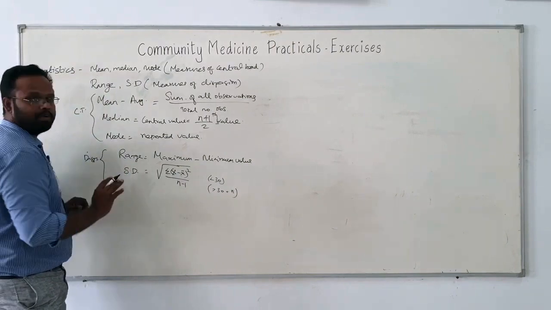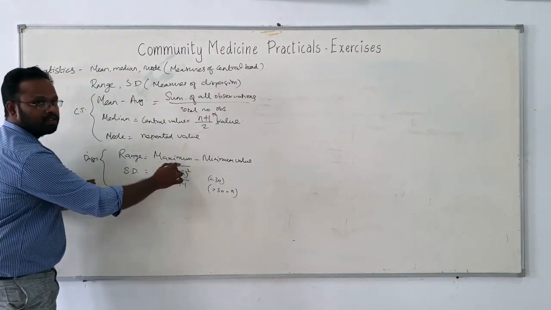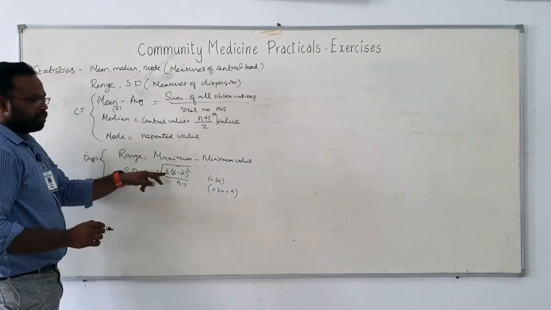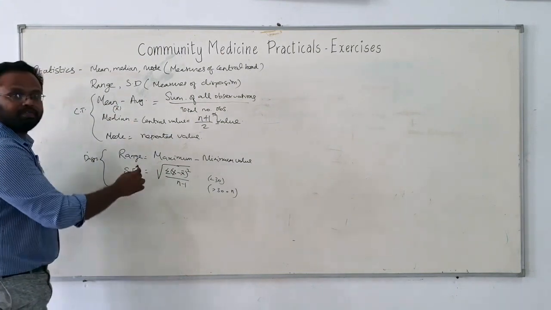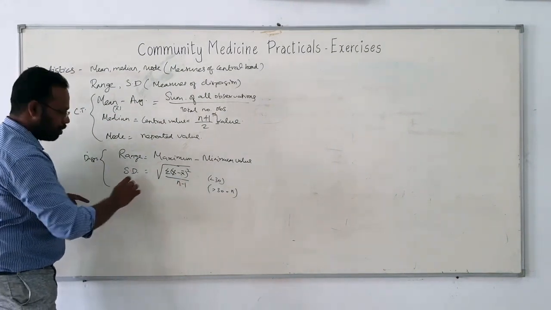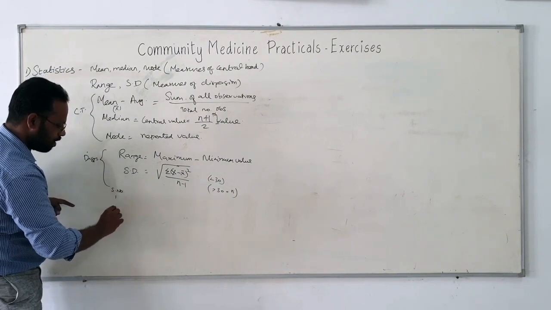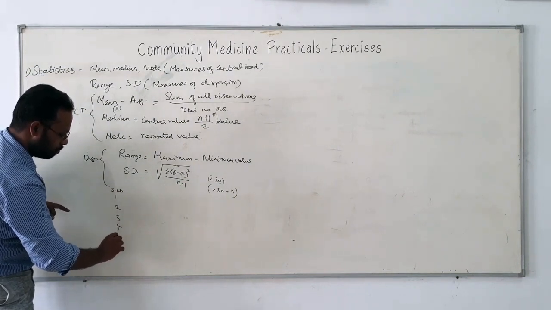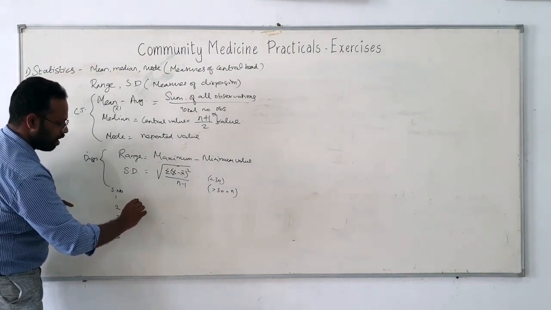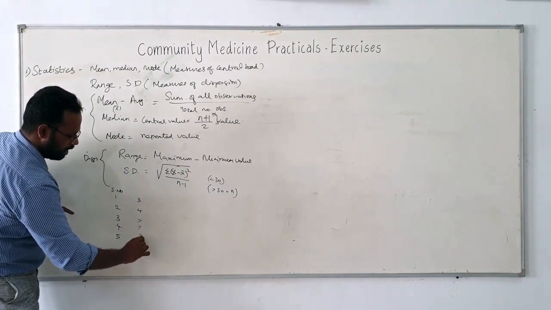In the formula, x bar is nothing but your mean. So in standard deviation, we have to put up a table. We put the serial numbers first; if we have 5 values, we put serial numbers like this. Then the particular values, suppose 3, 4, 5, 7, 8.